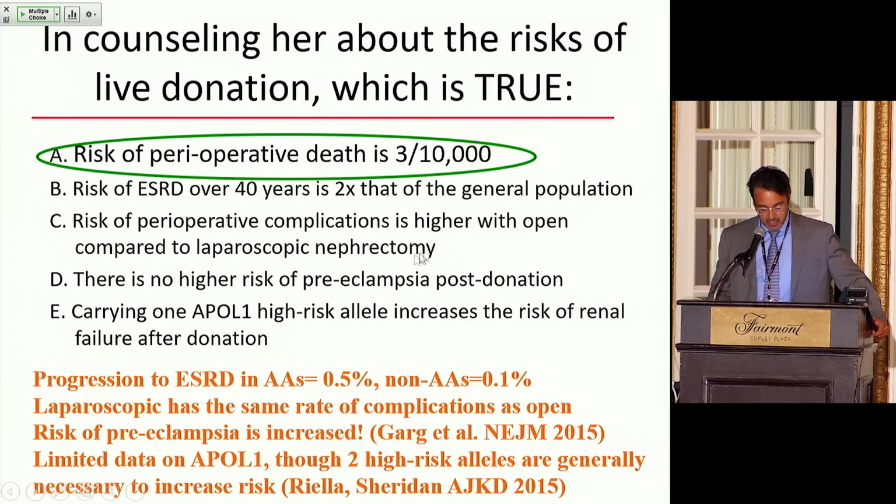Usually the peri-op complications are similar between both laparoscopic and open nephrectomy. There is a higher risk of preeclampsia in women who donate and then later have pregnancy.